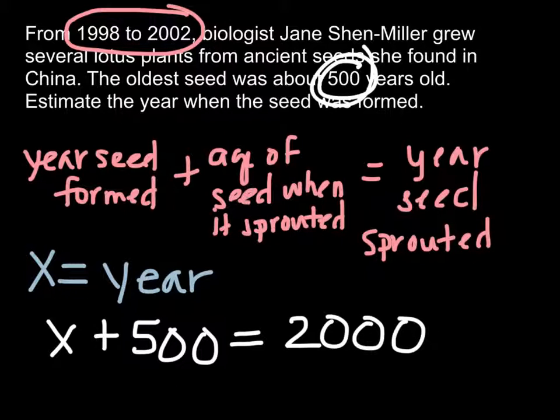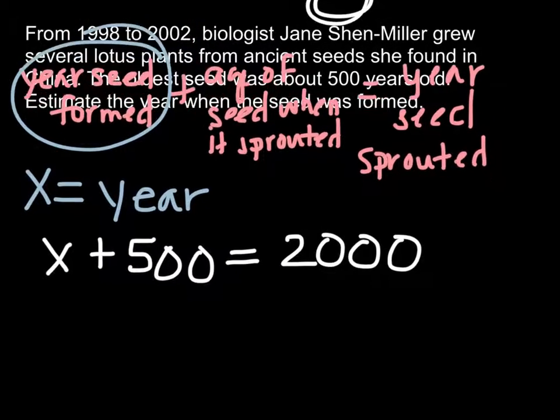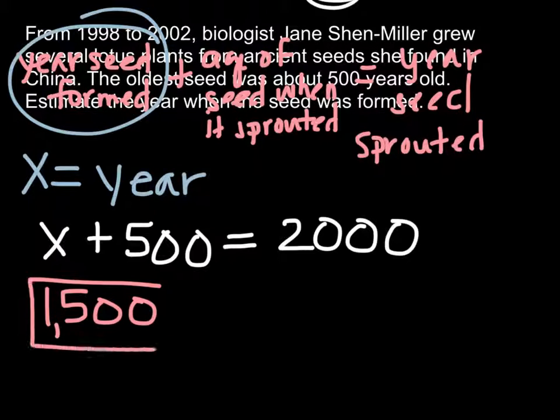Now we can solve for the year the seed was formed. We can use mental math to do that. So let's move some things out of the way here so we got a little bit more space. And what would x plus 500 be if it equals 2000? Well, let's see. What plus 500 equals 2000? I think that's probably 1500. So we're going to estimate that the seed formed in the year 1500.